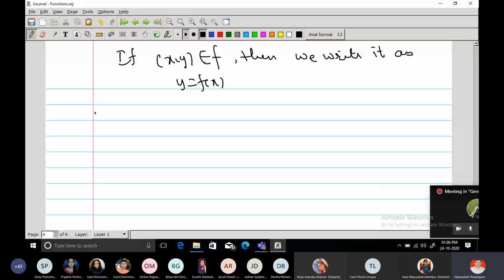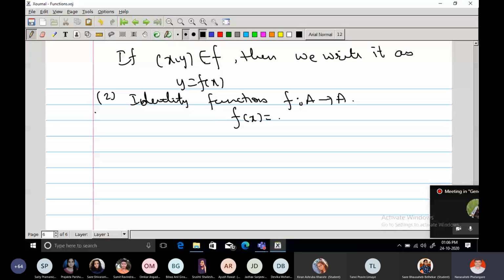Now we also discussed the identity function. So what is the identity function? f from A to A. Do you remember the definition of the identity function? f(x) = x for all x in A. So every element goes to itself, right? Every element goes to itself.